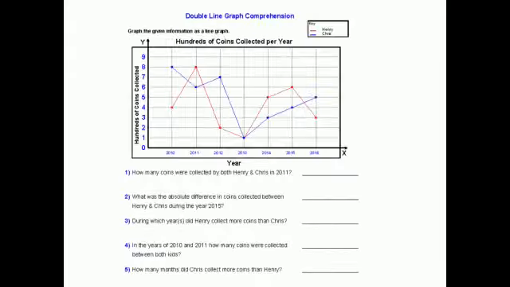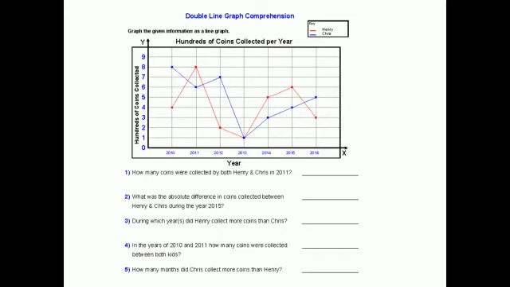You can see here a double line graph. This is a comparison. You can make the comparison with two things. Here we are discussing the coin collection done by 2 kids, Harry and Chris. At the top of the graph there is a small box. The red line is for Harry and the blue line for Chris. We can read the questions. There are 5 questions, then complete the answers.